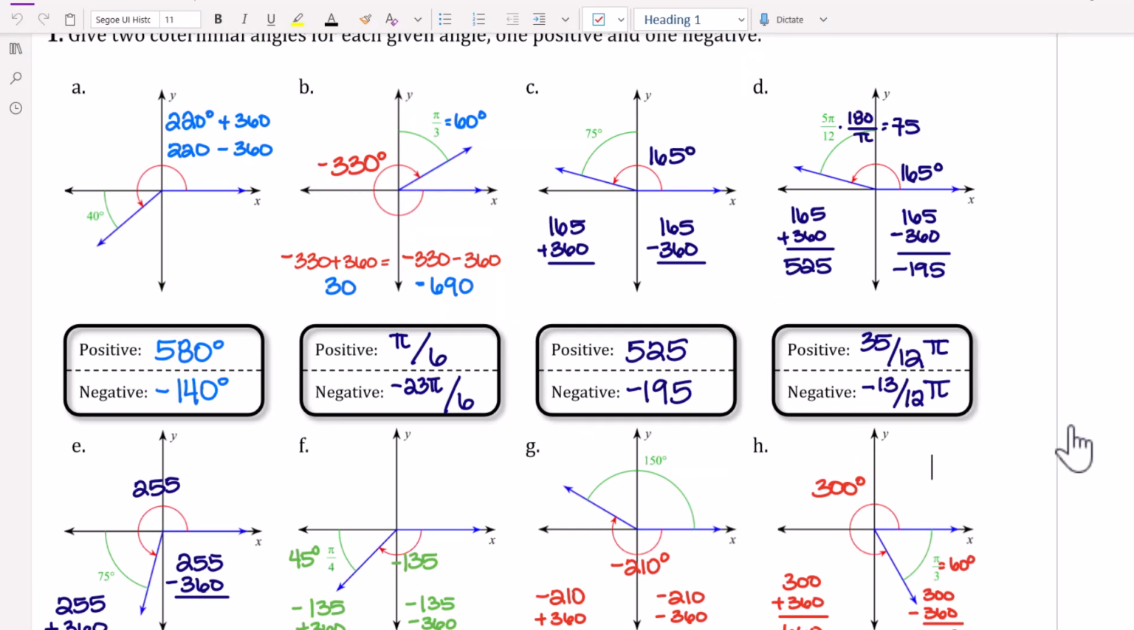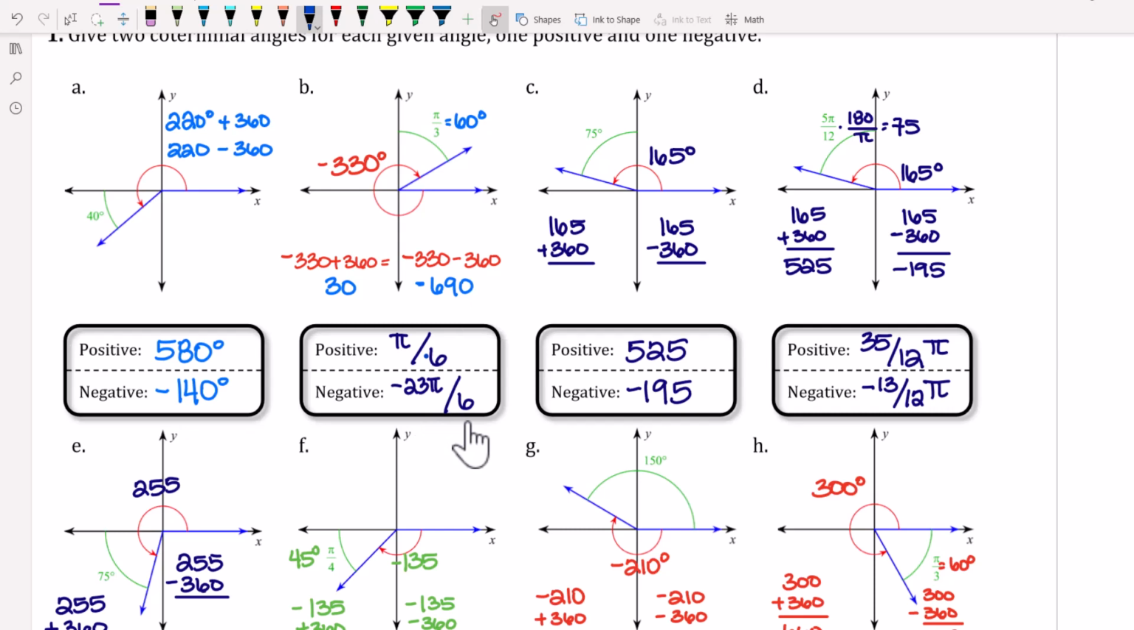So one thing we did forget to do on letter B, and that was my mistake, is that we can work with degrees. That does make it easier. So we have 30 degrees and negative 690, but we can't list those as answers because here they want us to work with radians. So I should have converted 30 degrees to a radian and got pi over 6. I should have converted negative 690 to a radian by multiplying by pi over 180, and that would have given me negative 23 pi over 6. So you'll notice that I did not make that mistake in my answer key. Thank goodness. So here we should have gotten 525 and negative 195 on C.